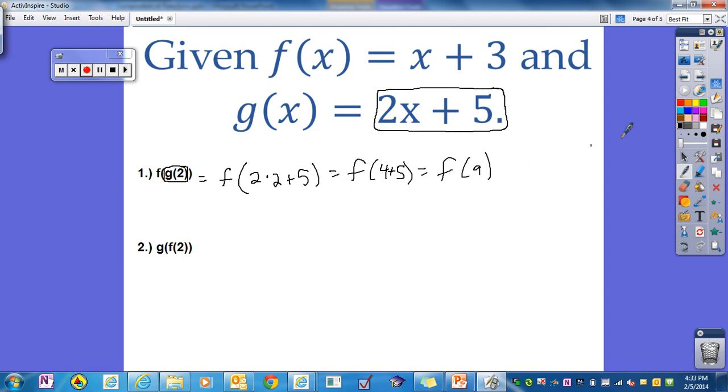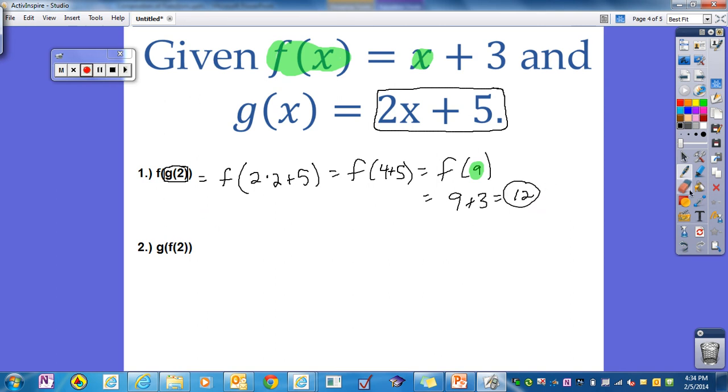So now I'm doing f of 9. So now from my f of x function, everywhere I see an x, I need to plug in a 9. So that means I'm going to be doing 9 plus 3, which is equal to 12. Alright, now let's look at g of f of 2.